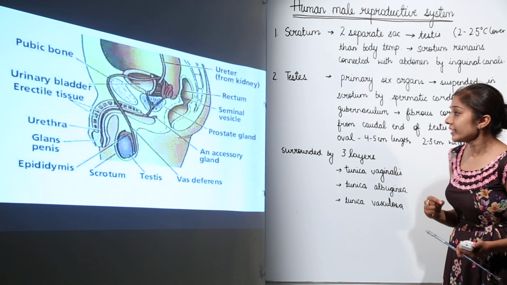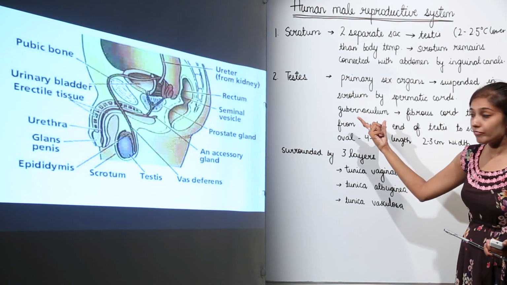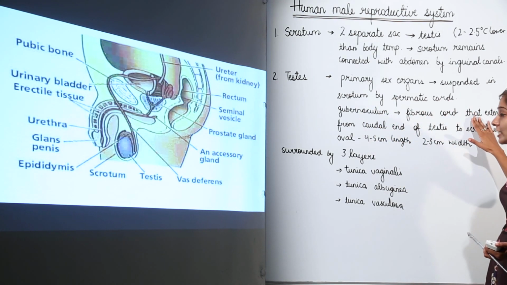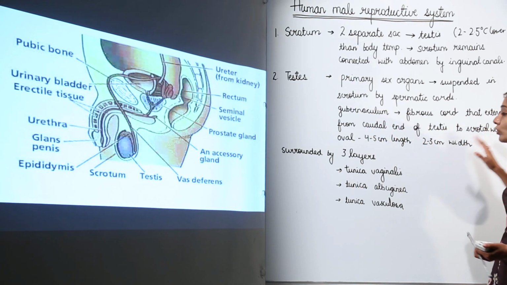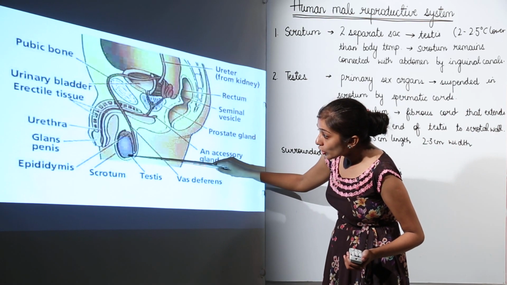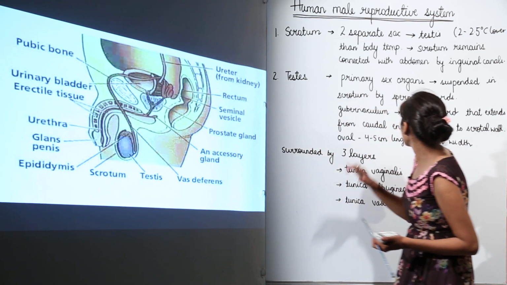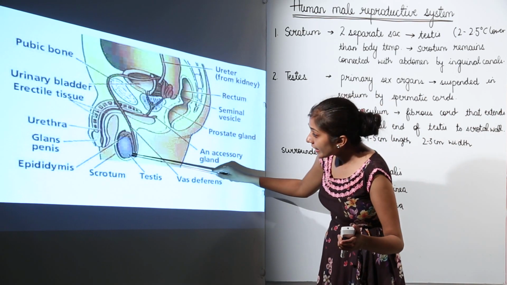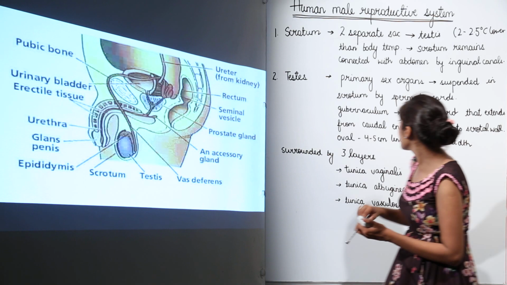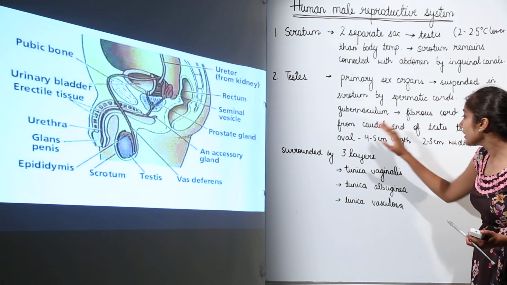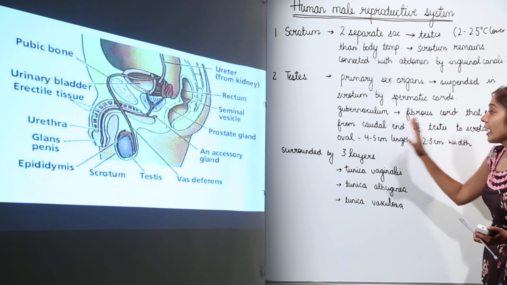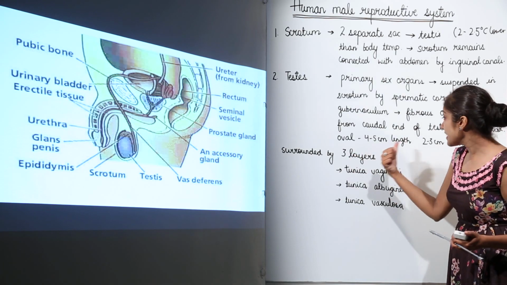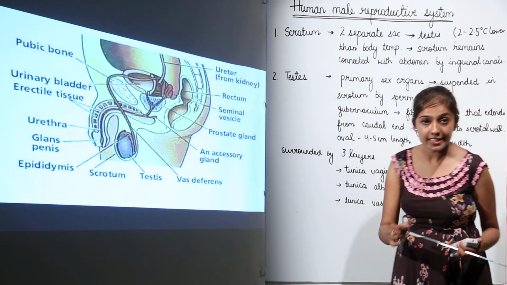Now we have a term that is gubernaculum. This gubernaculum is the fibrous cord that extends from the caudal end of the testis to the scrotal wall. You can look in the image and imagine it from here till here. And the testes are generally oval shaped with a length of 4 to 5 centimeter and a width of 2 to 3 centimeter.